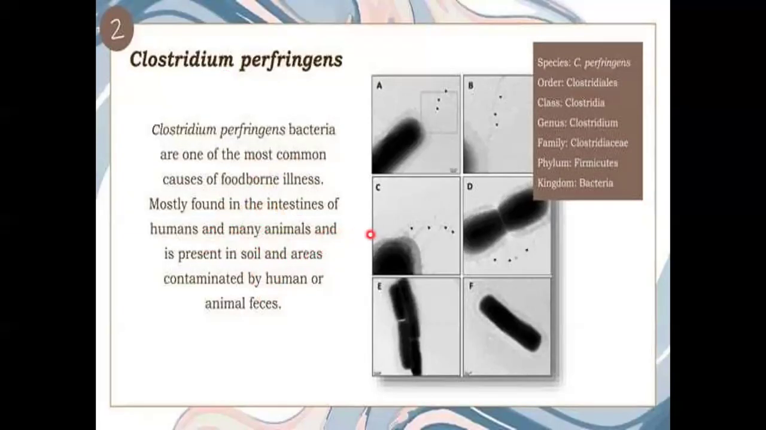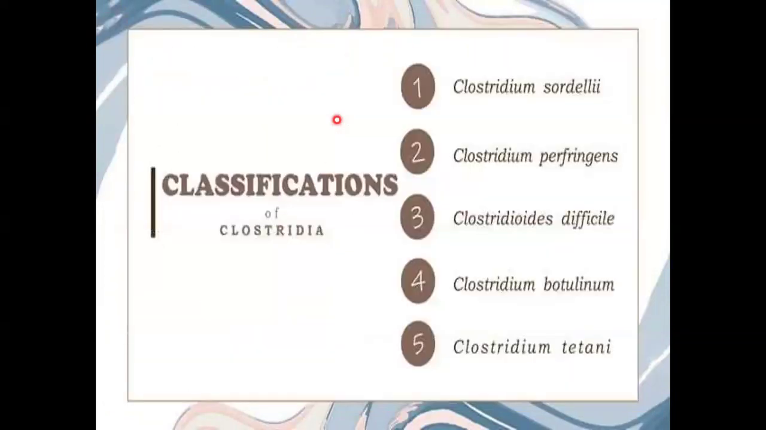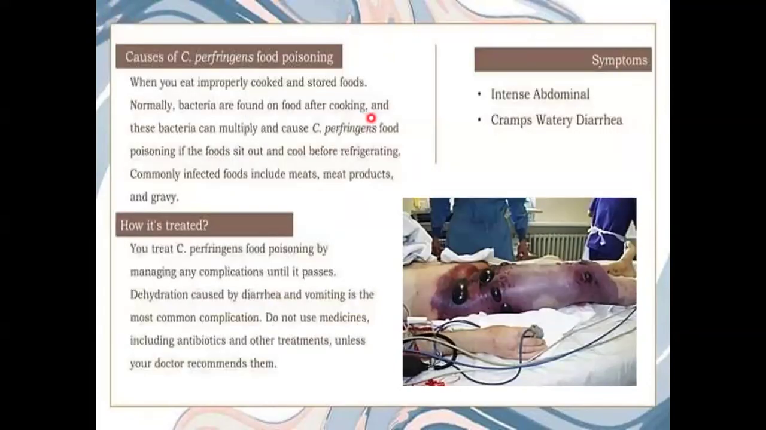Clostridium perfringens, as you can see here, it is rod-shaped. The most important thing I want you to remember for Clostridium perfringens is food poisoning. If I was to give you a summary: perfringens, food poisoning. Difficile, diarrhea. Botulinum, botulism. Tetani, tetanus. That's the summary.